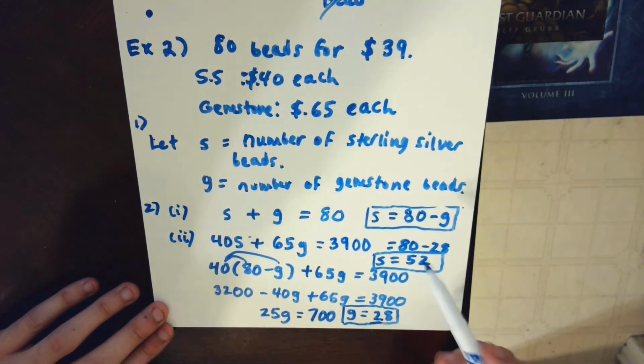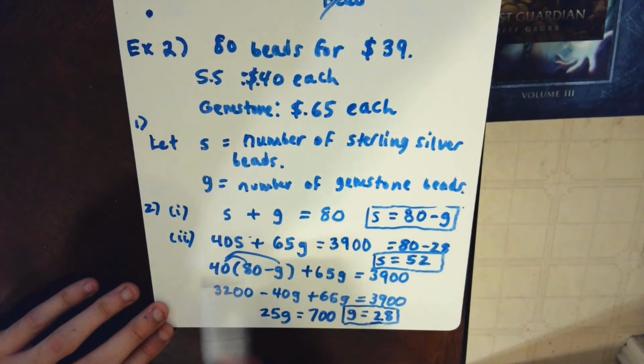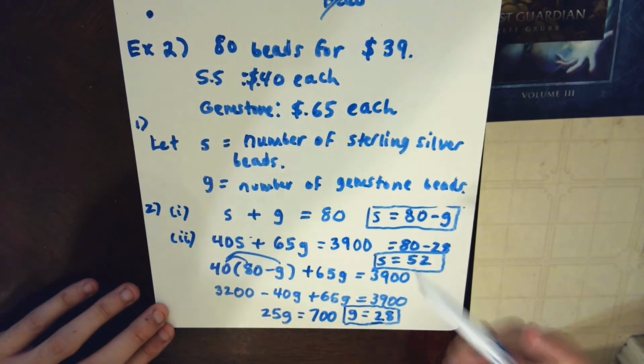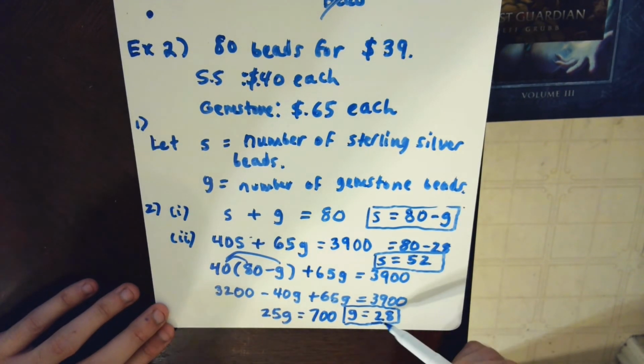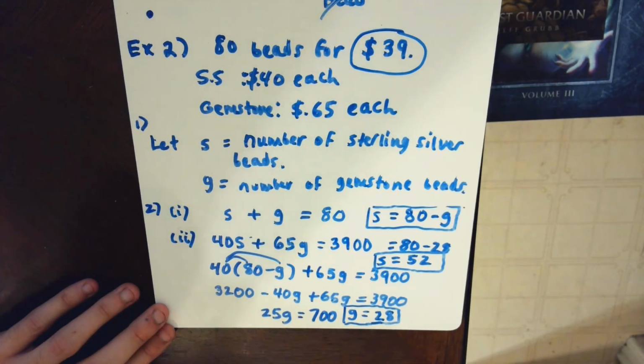And also, if we were to plug in these values into the second equation, we would also see that this one's satisfied as well. In other words, if we sold 52 of these and 28 of these, we would indeed have a total value of $39.